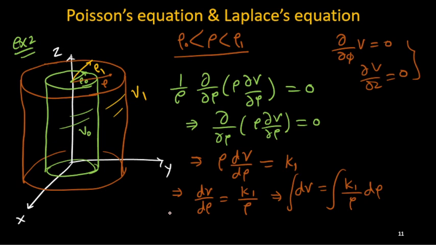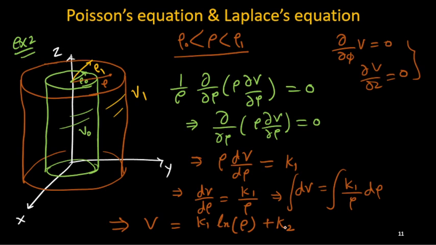So what will we get? This integration gives V equal to k1 times the integral of 1 upon rho d rho, which is ln rho, log base e, plus another constant k2. So this is the form of V as a function of rho.